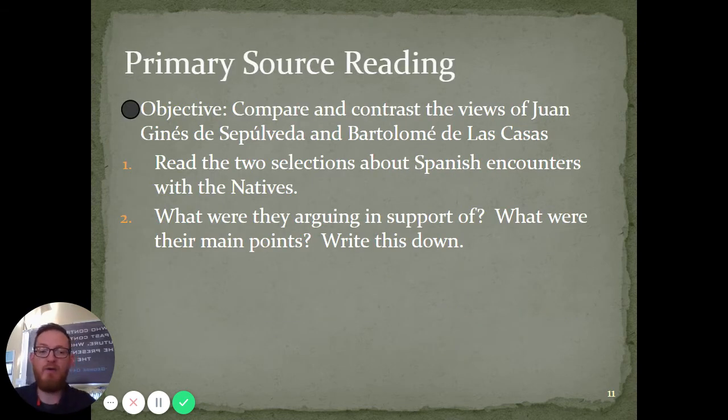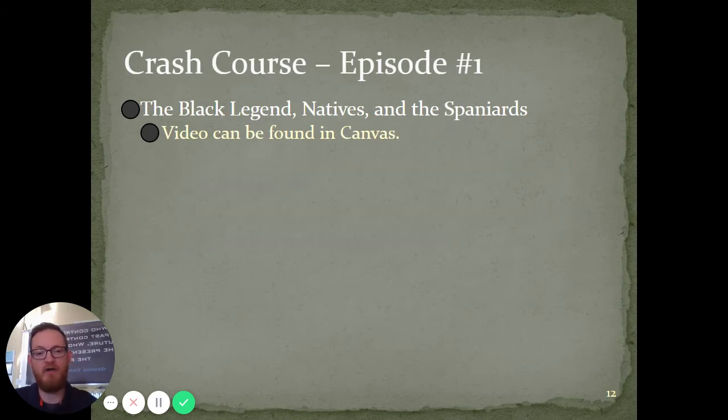All right, so to end out today, you are going to do a reading here comparing and contrasting the views of Juan Gines de Sepulveda and Bartolomé de las Casas and see what their differing views were on how the natives would be treated. Because we tend to look back and assume that all Europeans just wanted to kill and get rid of the natives, but there were dissenting voices, pretty strong dissenting voices against the treatment of natives here. So read and check those out. And then also, you need to watch Crash Course episode number 1. And this video can be found, and you can watch that as well.